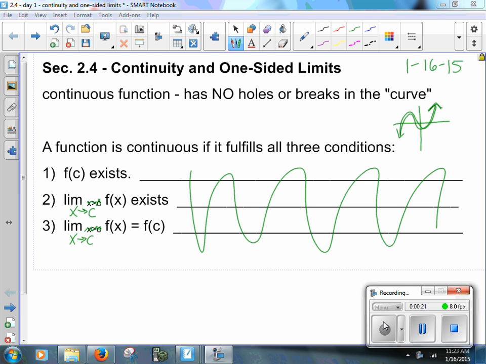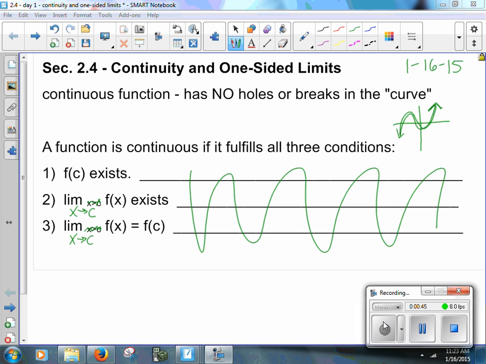That a function is continuous if it fulfills all three conditions. f of c exists, the limit exists, and the limit is equal to f of c. Now, I don't know about you, what the heck does that mean? It's some weird notation, but it is calculus notation.